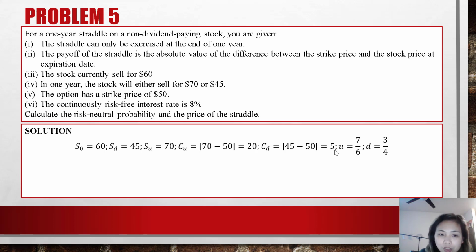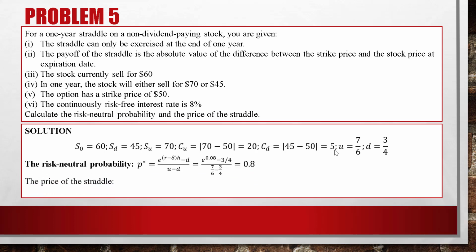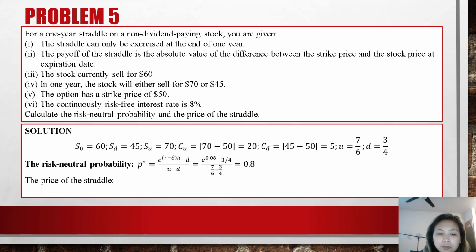U is SU over S naught, which is 70 over 60, 7/6. D is SD over S naught, which is 3/4. The risk-neutral probability p star is 0.8. And the price of the straddle, C0, is equal to e to the minus rh times p star CU plus 1 minus p star CD, which is e to the negative 0.08 times 0.8 times 20 plus 0.2 times 5. We got 15.7.